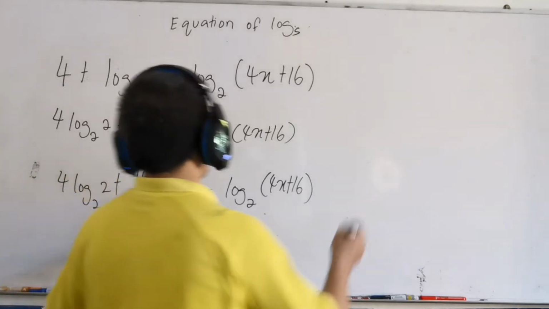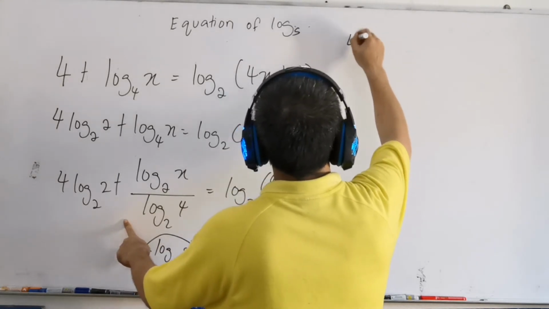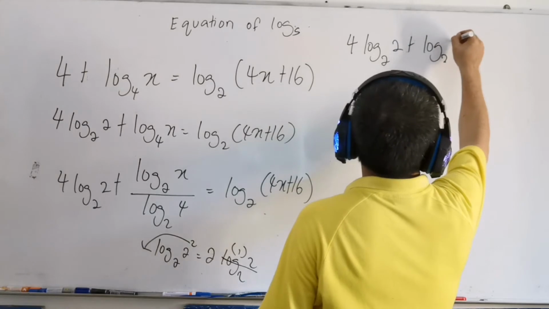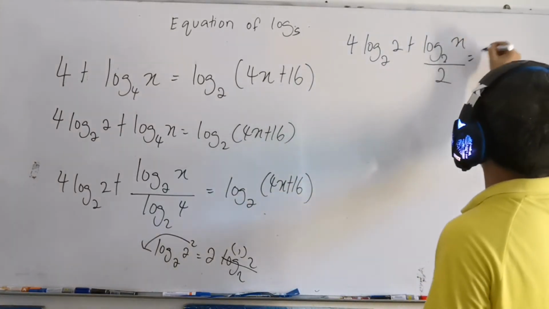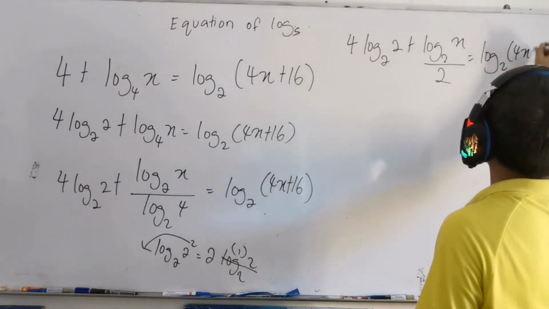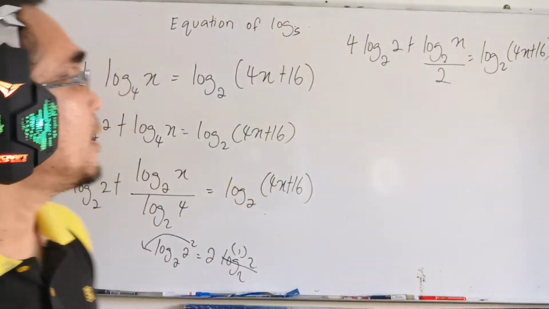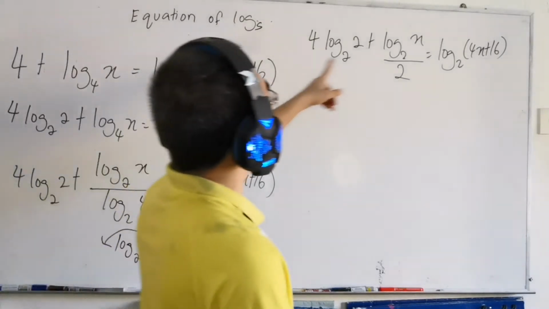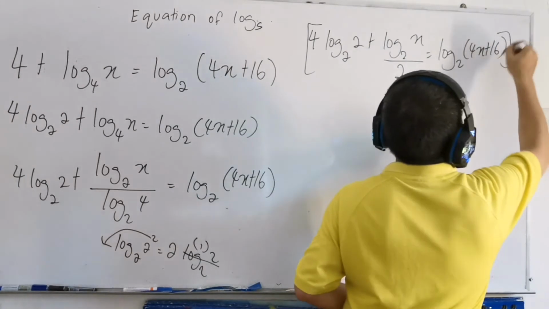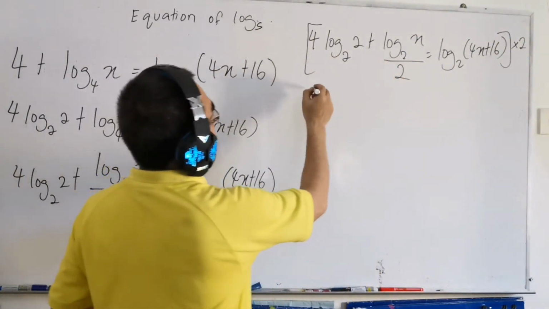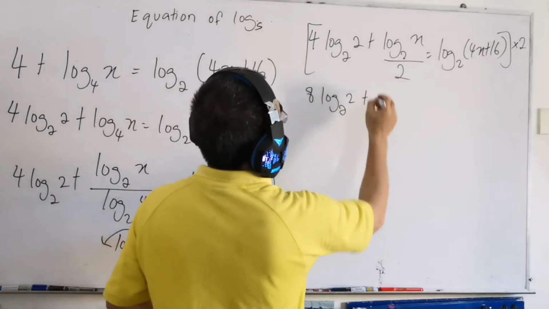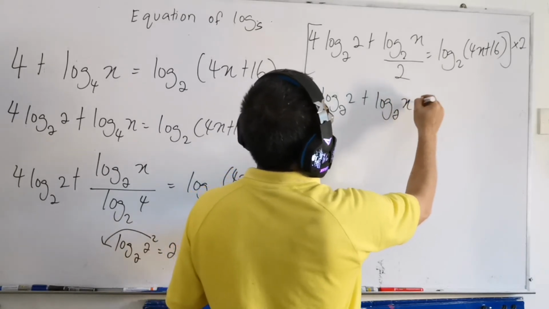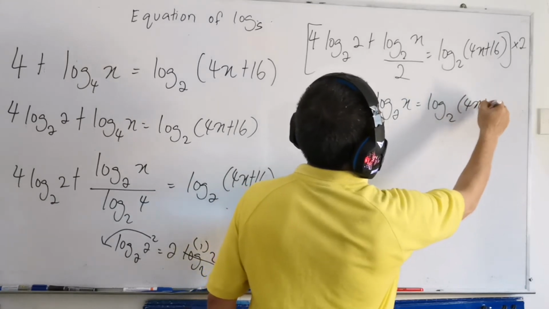Okay, so I will rewrite it as 4 log 2 plus log 2 x over 2 equals log 2 4x plus 16. Then I multiply everything by 2 because I want to eliminate the 2. So 2 times 4 will be 8. So 8 log 2, and then you multiply 2 with this one. 2 and 2 will cut each other. Log 2x equals log 2 4x plus 16.